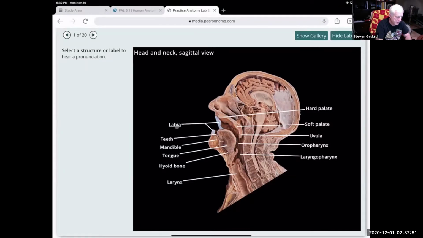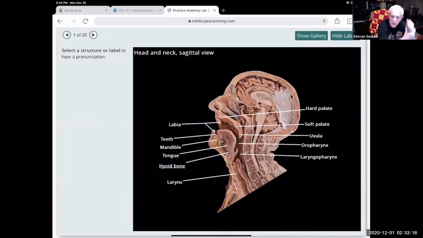There's the labia. There's your lips. There's the teeth. You can see the side section of the tooth, and the side section of the mandible. The tongue, which is that huge muscle across there. You have the hyoid bone, which is a bone inferior to the mandible, and it's a free-floating bone. It does not articulate with any other bone. That's one of the distinguishing features of the hyoid bone.